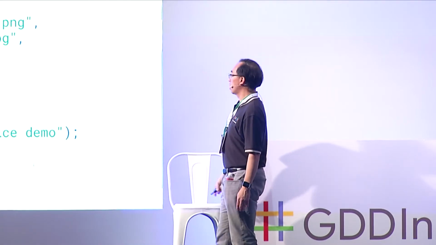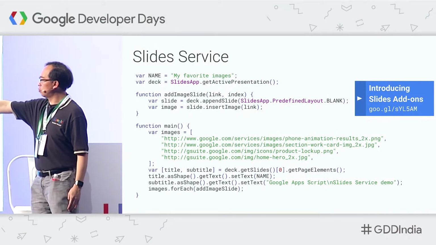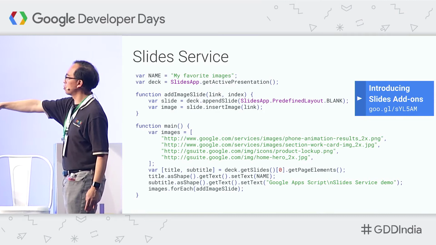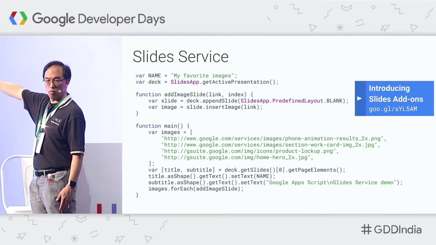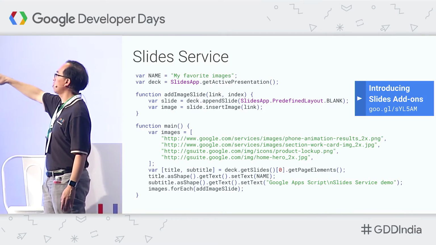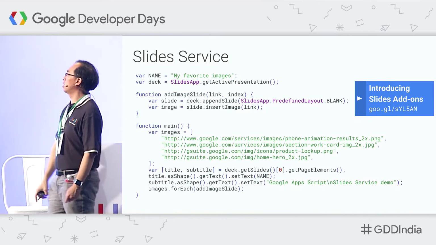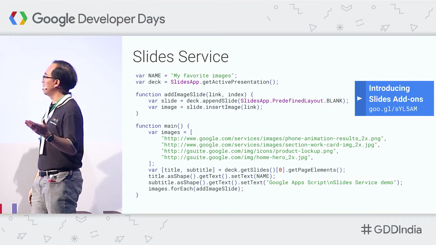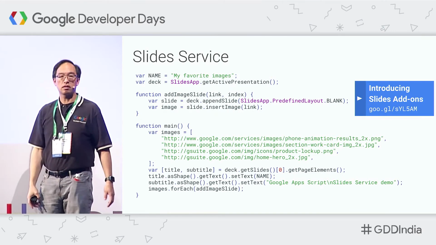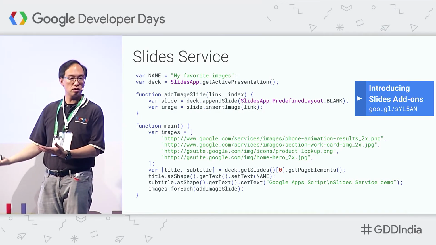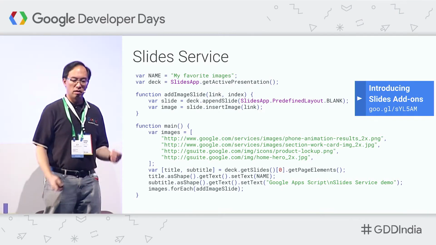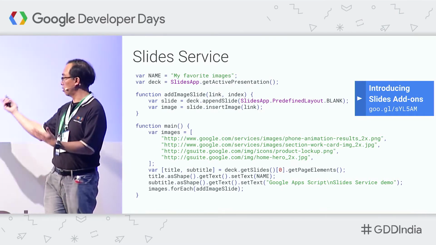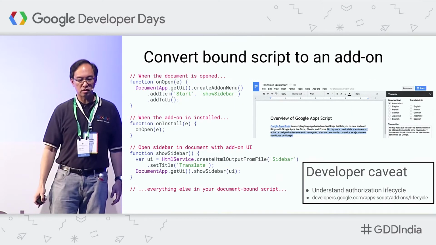Once we have that, then we have a for loop that loops through all of the images in the array, and for every image, it calls the add image slide function, and all that does is add a blank slide and insert that image into that slide. And that's it. Now you have a slideshow. And not too many lines of code. And of course, there's a video. So that's one example.